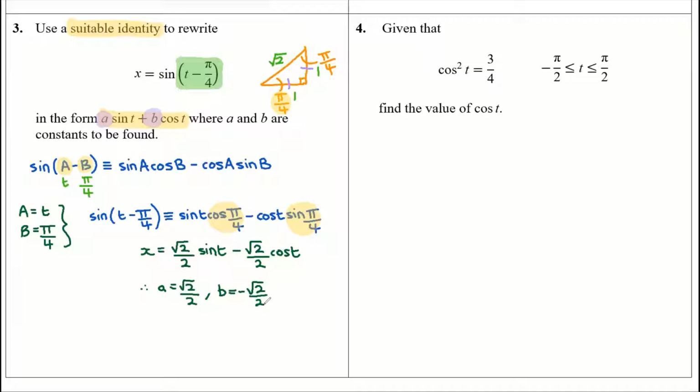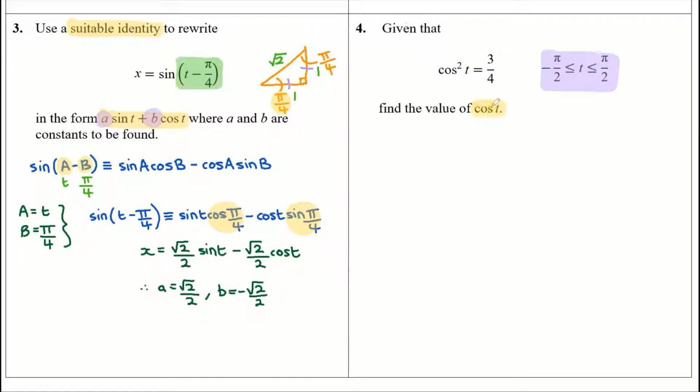Now, moving on to question 4. This is an interesting question. We have cos squared of t is equal to 3/4, and we have a very restricted range of values of t here between negative pi over 2 and pi over 2. So negative 90 degrees and 90 degrees. And it asks us to find the value of cos t.